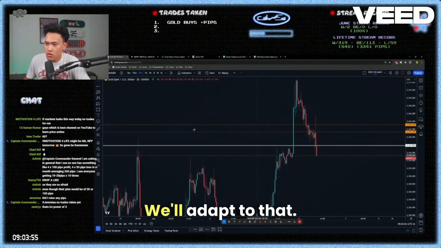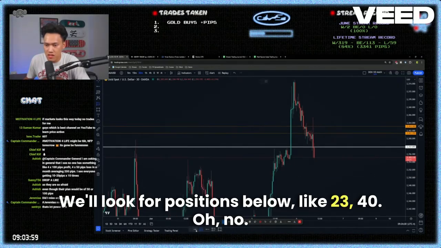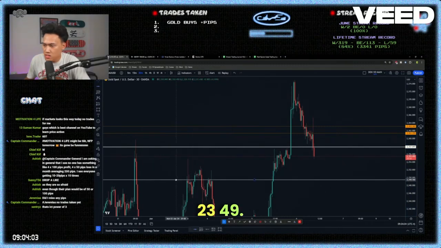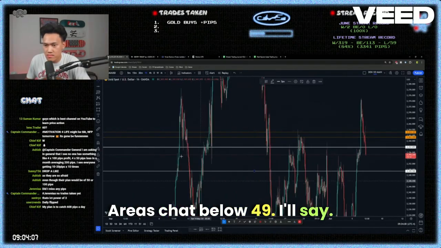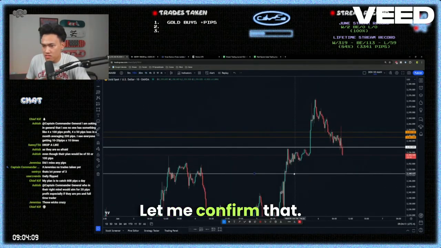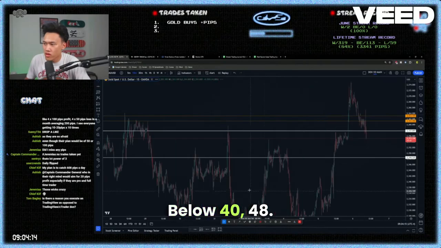If you don't get a top wick and you continue to push below the ranges, it's fine too. We'll adapt to that. We'll look for positions below like 23.49 areas, chat. Below 49, I'll say. Let me confirm that, but it should be around those areas. A 30-minute candle closure, yeah, below 48.